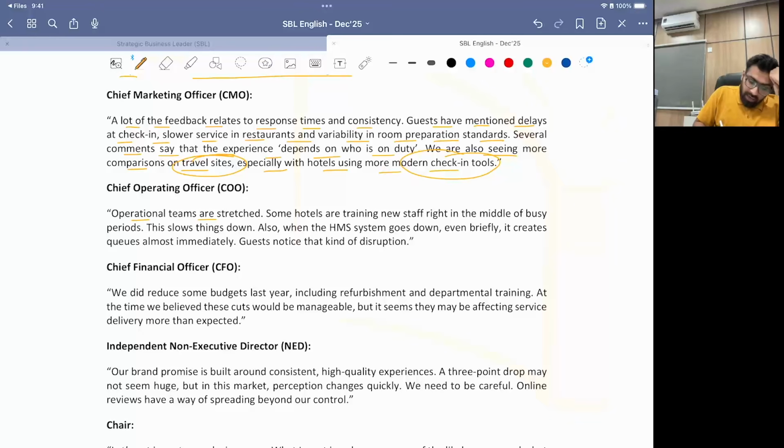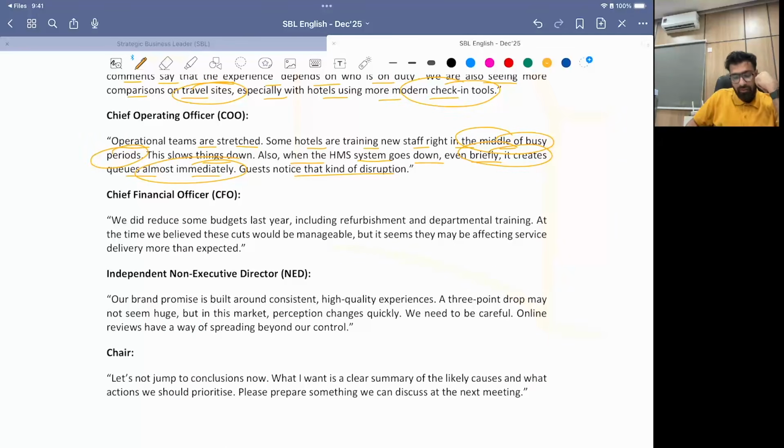Operational teams are stretched. Some hotels are training new staff right in the middle of busy periods. This slows things down. When the HMS system goes down, even briefly, it creates queues almost immediately. Guests notice that kind of disruption. And going to a hotel and being in a queue is like you have bought some problems with your own money. If despite paying you are in a queue, it's really bad, right?